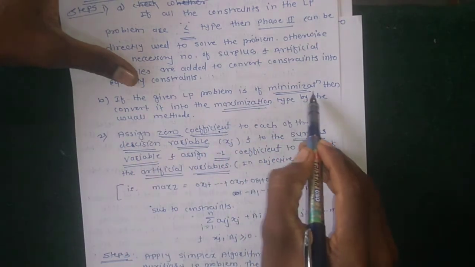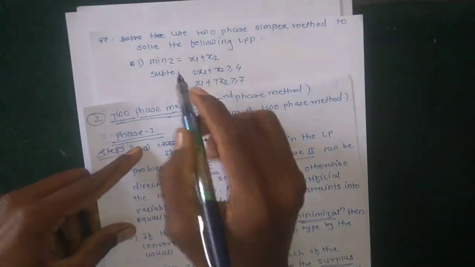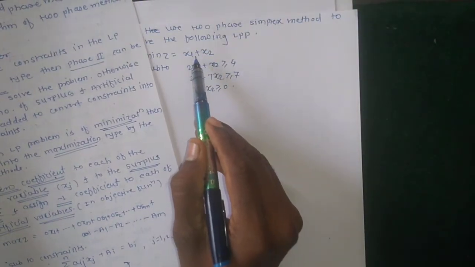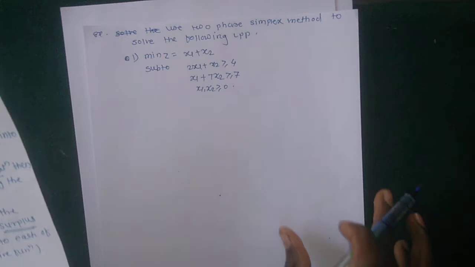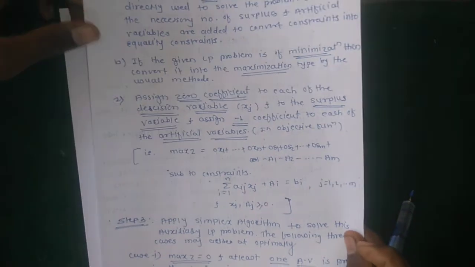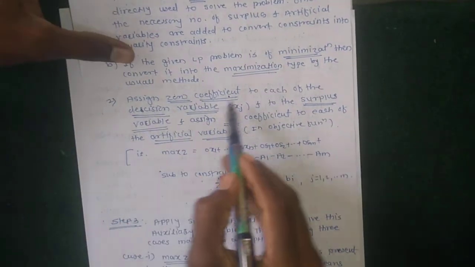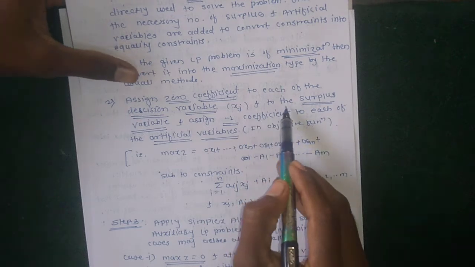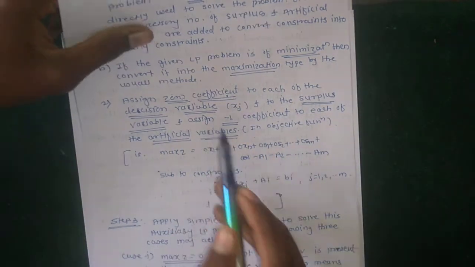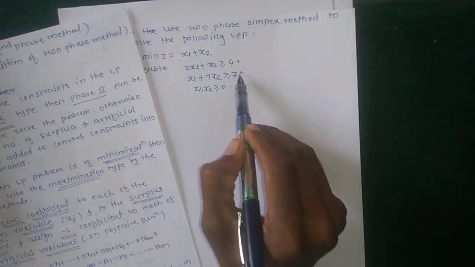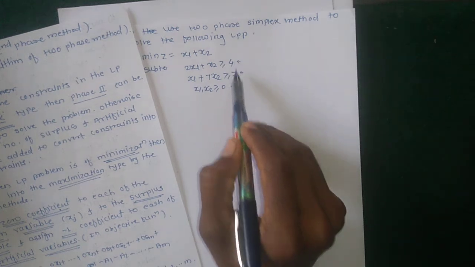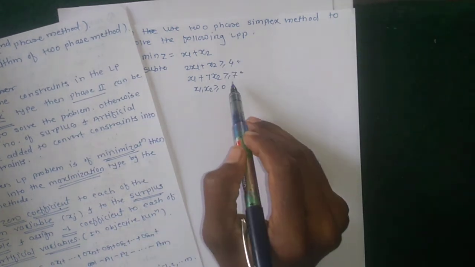If the given LP problem is minimization, and here the problem is already given as a minimize problem, then we convert the objective function to maximization, our usual method. So minimum z is equal to minus maximum z, and then assign 0 coefficient to each of the decision variable and to the surplus variable. Here these constraints are greater equal type and these constraints are also greater equal type, so we subtract a surplus variable in both constraints and add an artificial variable.